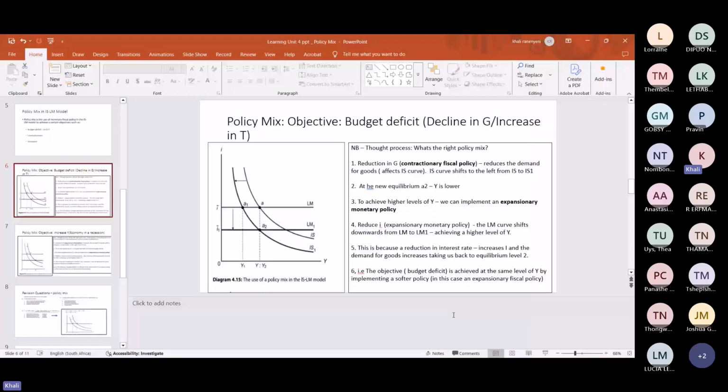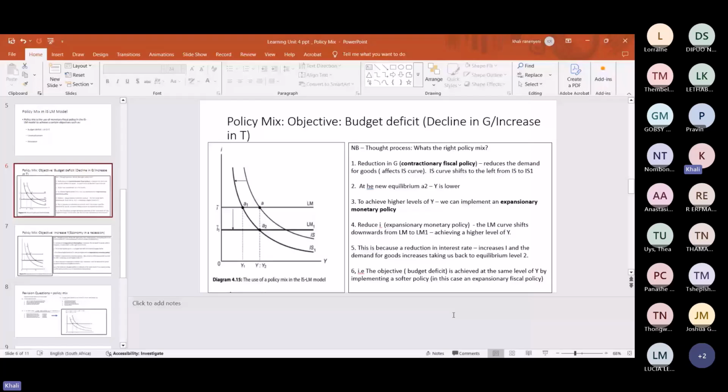So our contractionary fiscal policy has reduced our level of income. What do we then need to do to get back to our original level of income or have higher levels of income? Reduce the interest rate. We need to reduce the interest rate, right? So if we reduce the interest rate, what do we call this policy? This is our expansionary. Remember, our biggest problem now is that at Y1, our level of income is low, so our economy is not doing very well. But we also don't want an economy that's not doing very well with a budget deficit. So as government, we decided to reduce the government deficit and then increase our economic growth, right?